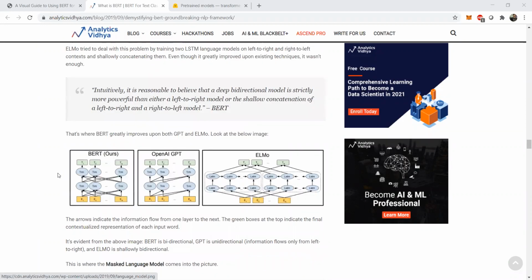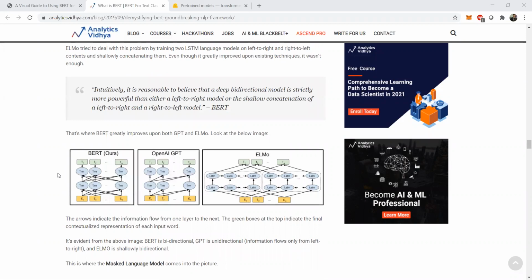So there is a deep, bidirectional model that is more powerful than either a left-to-right model or a shallow concatenation of a left-to-right and a right-to-left model. Bidirectionality essentially powers your model to create context vectors from both the left and the right, instead of either in a forward pass or in a backward pass.